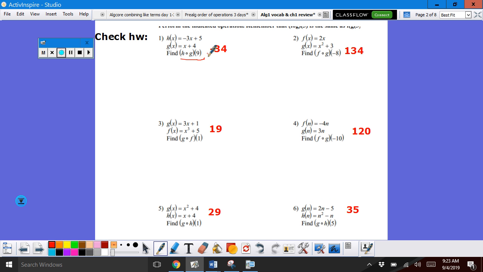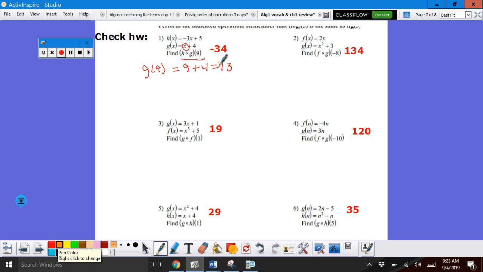When I have h of g of 9, it means that I need to do g of 9 first. So if I put a 9 into g right here, 9 plus 4 is going to give me 13. So that's my first piece, I have to come up with the g value. So g of 9 is 13. So now I'm going to use 13.